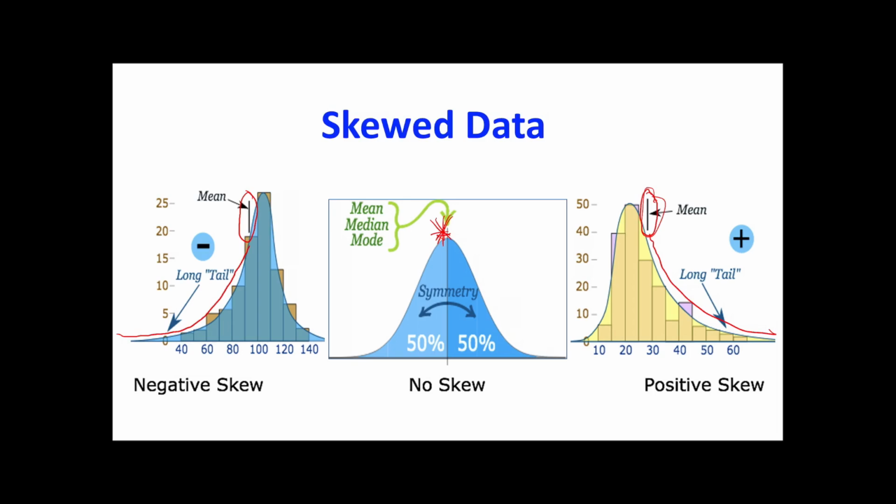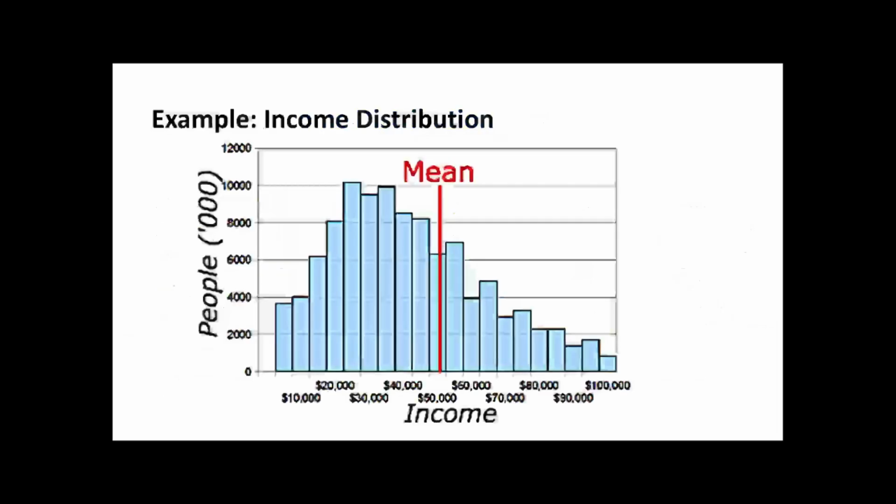How about this one? This is an example of income distribution. So what type of skew data is this one? This is a positively skewed data because again, you have here the peak and the long tail is located at the positive side or the right side of the peak, and also the mean is on the right side of the peak.